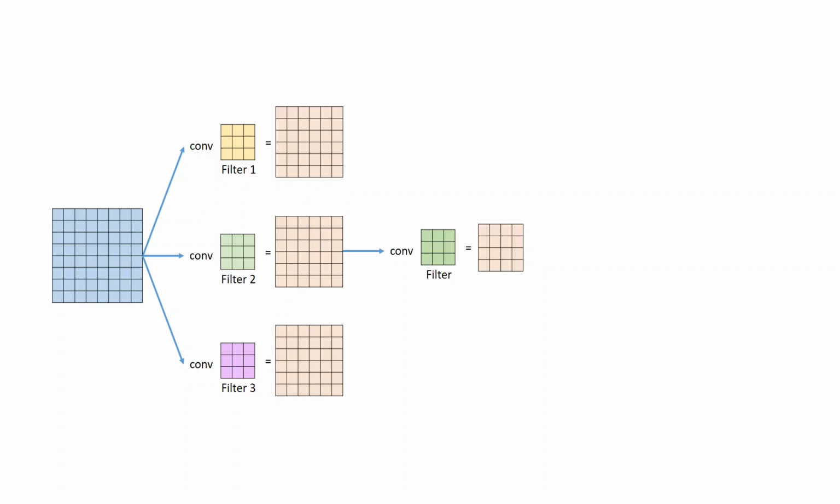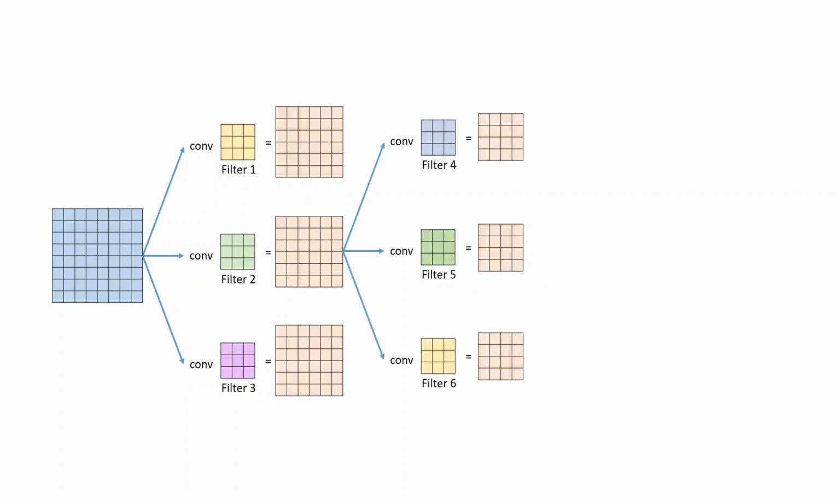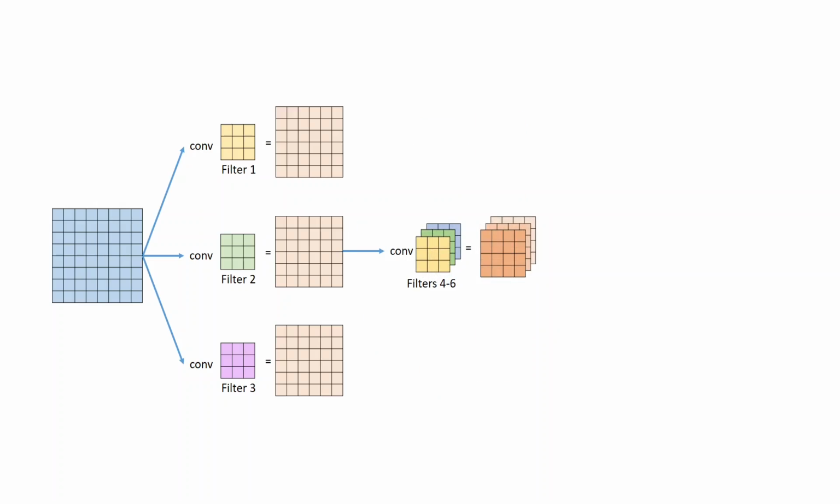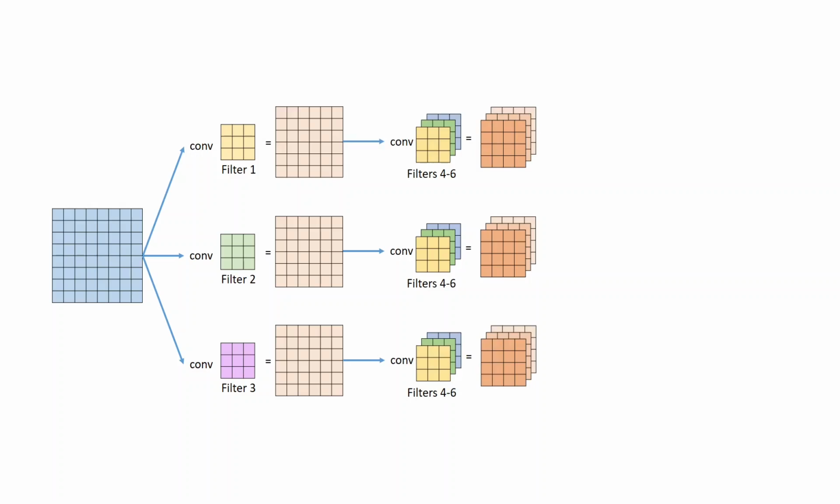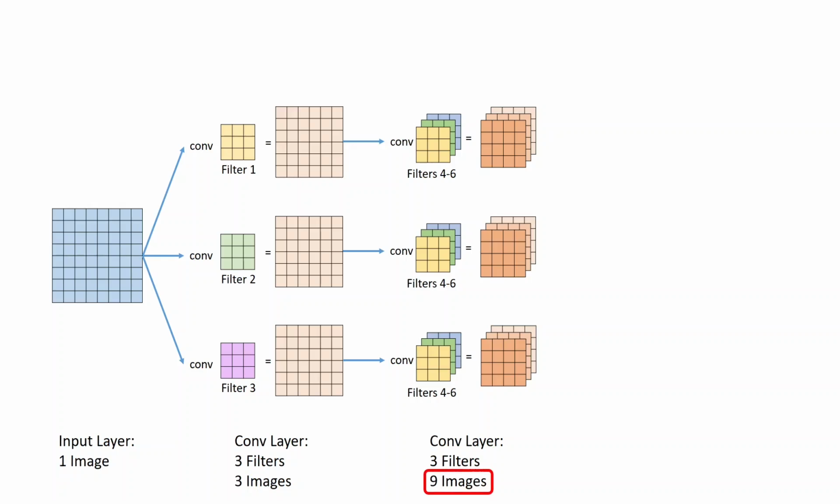Just as we used 3 convolution filters in the first layer, we can use 3 convolution filters in the second layer. These are labeled filters 4, 5, and 6 in this picture. To keep things simple, we can show the filters and output stacked. We should apply the second layer filters to all convolution outputs of the first layer. Because the first convolution layer has 3 filters, we get 3 output images in the first convolution layer. The second convolution layer also has 3 filters, which are applied to the 3 output images from the first convolution layer. This gives us 9 output images in the second convolution layer.